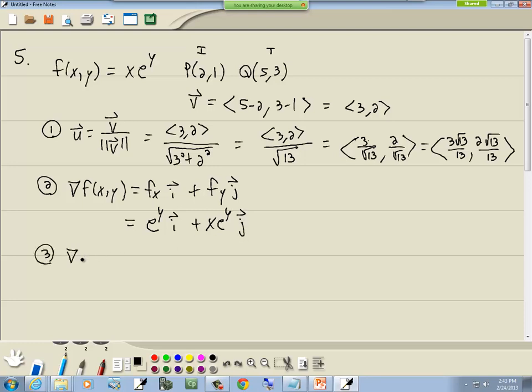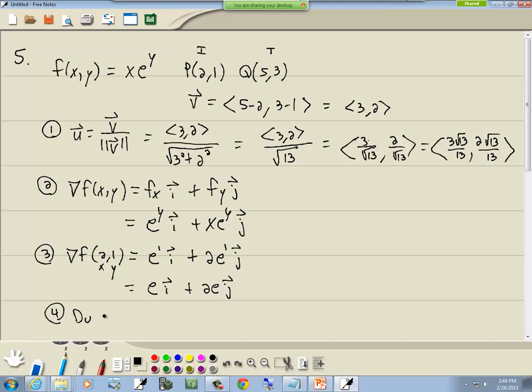Then del f of 2, 1, because they're asking at the point P, we'll plug this in for x, plug this in for y. So we're going to have e to the first i plus x, which is 2, times e to the first j, which gives us e i plus 2e j.